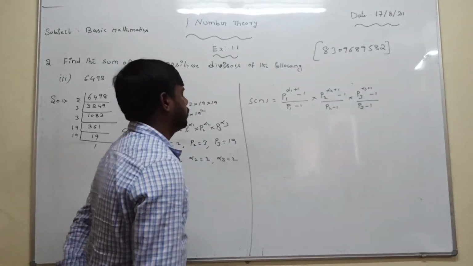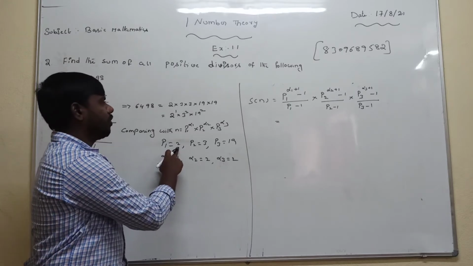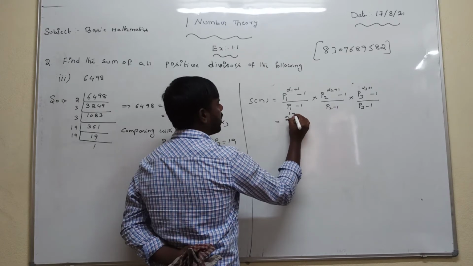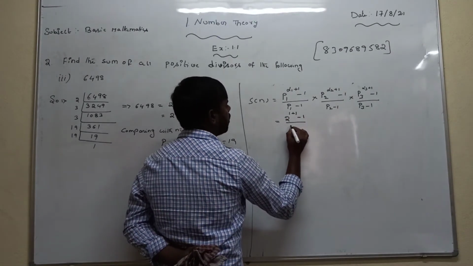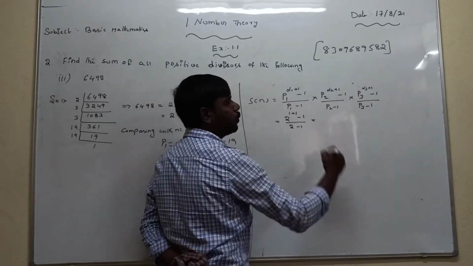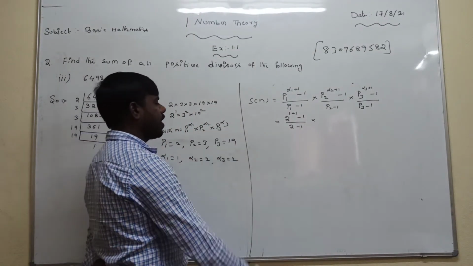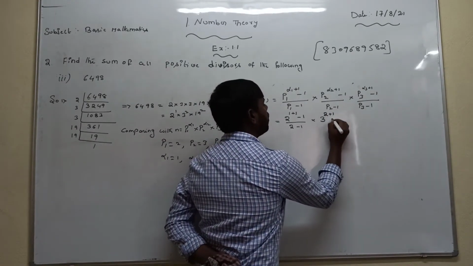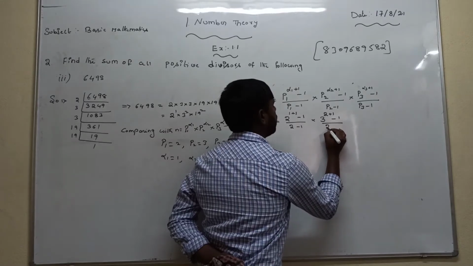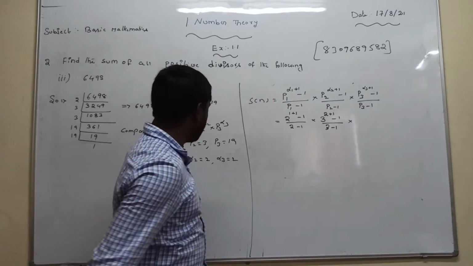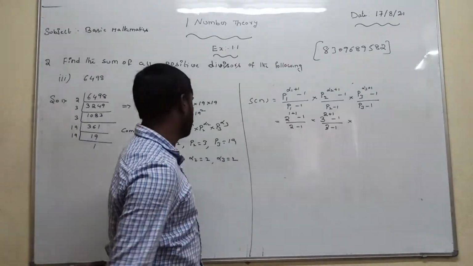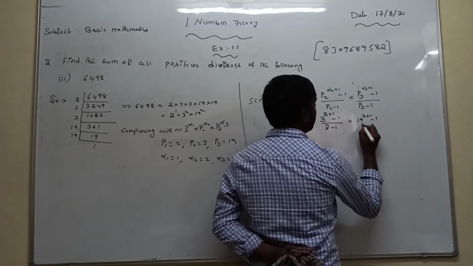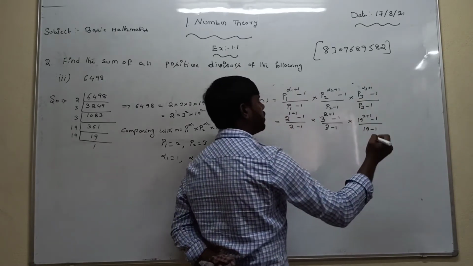Now substitute the values. What is the P1 value here? 2. What is the alpha 1 value here? 1. So P1 is 2, alpha 1 is 1: 2 power of 1 plus 1 minus 1 divided by 2 minus 1, into P2 value 3, alpha 2 value 2: 3 power of 2 plus 1 minus 1 divided by 3 minus 1, into P3 value 19, alpha 3 value 2: 19 power of 2 plus 1 minus 1 divided by 19 minus 1.